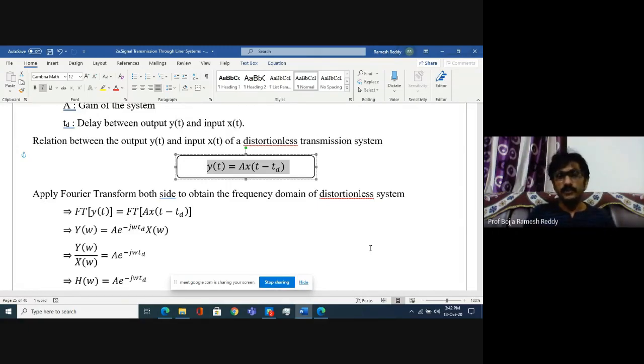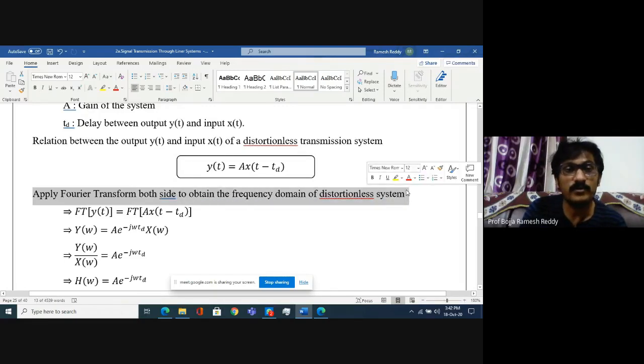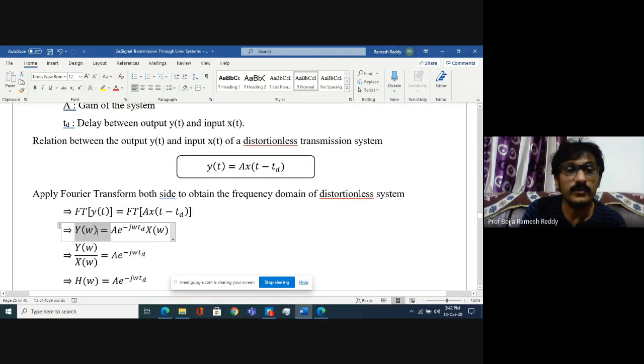Now to obtain the frequency domain analysis of a distortionless communication system, apply Fourier transform on both sides. Fourier transform of y of t on the left side, and Fourier transform of a into x of t minus td on the right side. What is Fourier transform of y of t? Y of omega. And for Fourier transform of a into x of t minus td, a is constant, then apply the time shifting property of Fourier transform here: e power minus j omega td into X of omega.